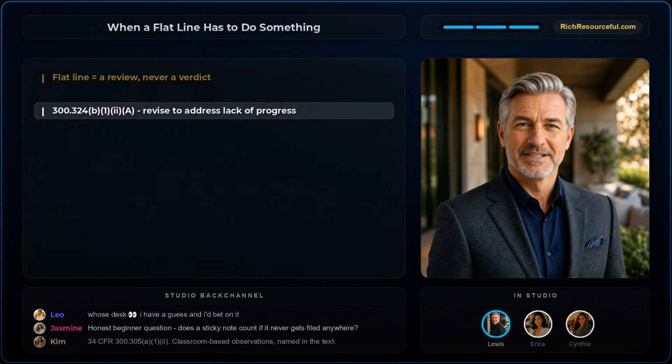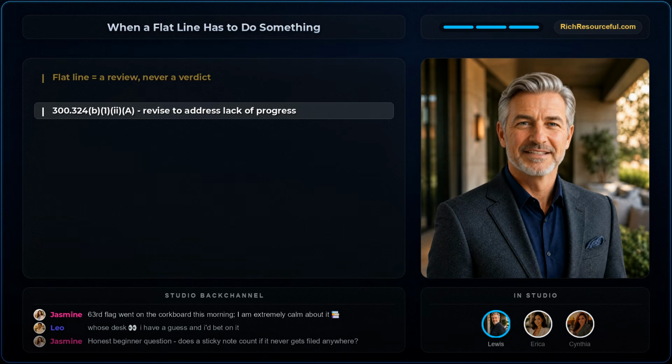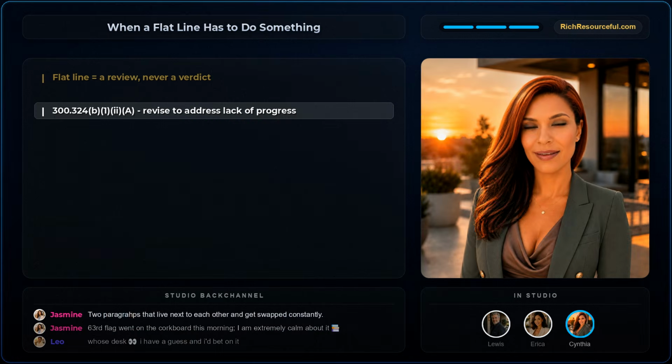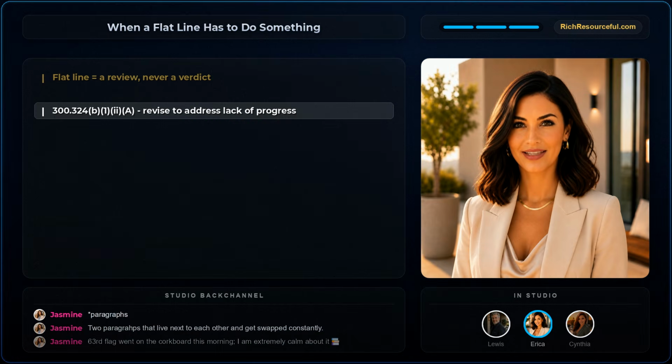Take 300.324, paragraph B12A. The team revises the IEP as appropriate to address any lack of expected progress toward the annual goals. Picture the room for a second. Same table, same people, and one line of your handwriting sitting in the middle of it. Revises, not punishes.